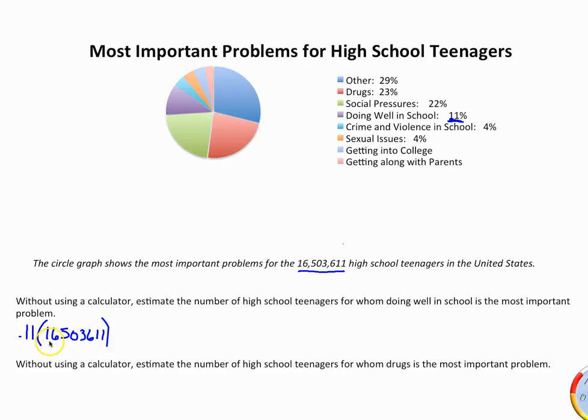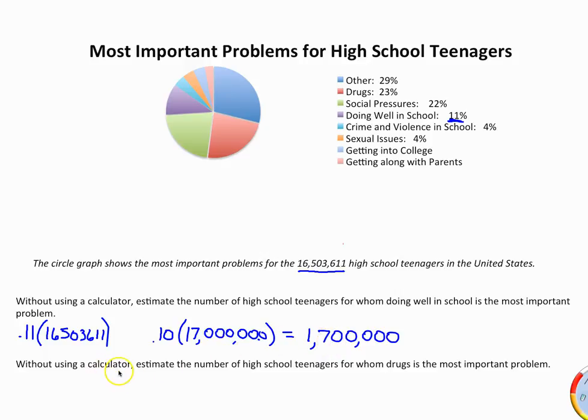However, I just need an estimate for that. And I notice that multiplying by 0.10 is very nice, and maybe I'll round this to 17 million just to make an estimate. So 10% of 17 million, very easy calculation to do. Multiplying by 0.1 says move your decimal one place to the left, so I get 1,700,000 as an estimate for the number of teenagers who think doing well in school is a most important problem.